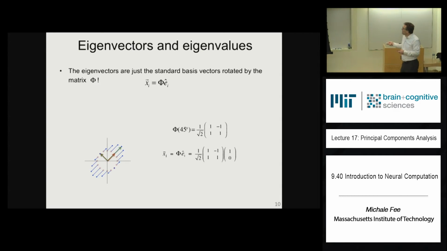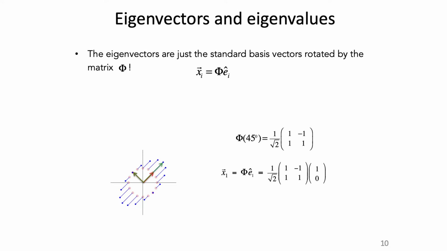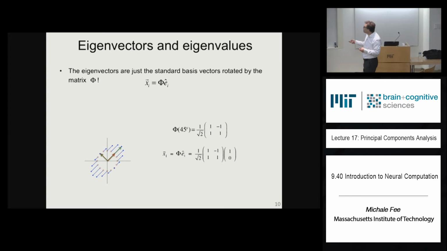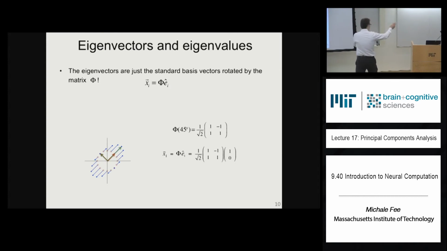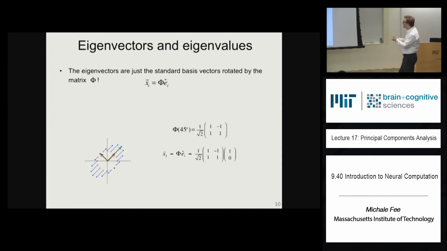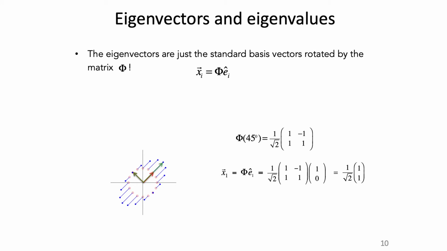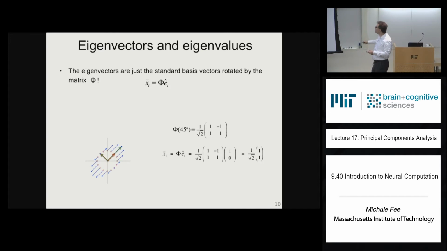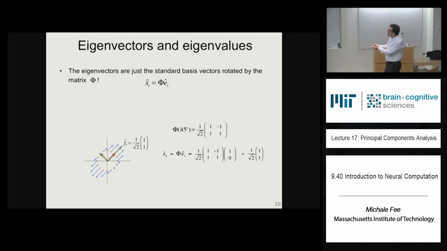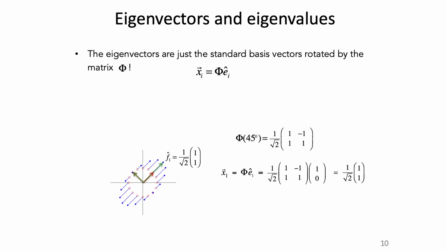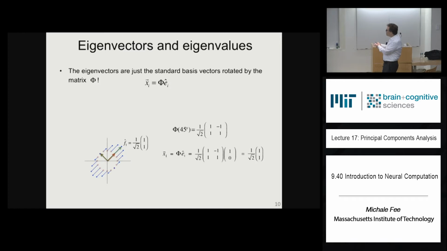So let's just solve for these two x's. We're going to take phi, which was this 45-degree rotation matrix, and multiply it by the standard basis vector in the x direction. Okay? So what is that? Just multiply this out. You see that this is just a vector along a 45-degree line. So this first eigenvector is just a vector along the 45-degree line, 1 over root 2. It's a unit vector. That's why it's got the 1 over root 2 in it.